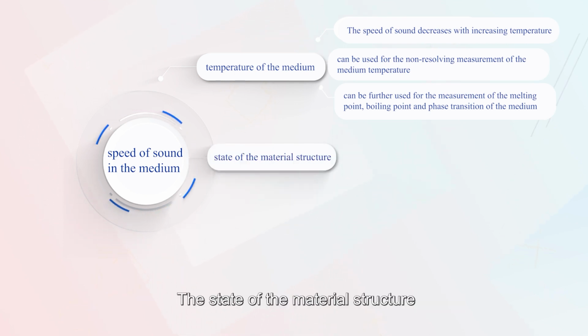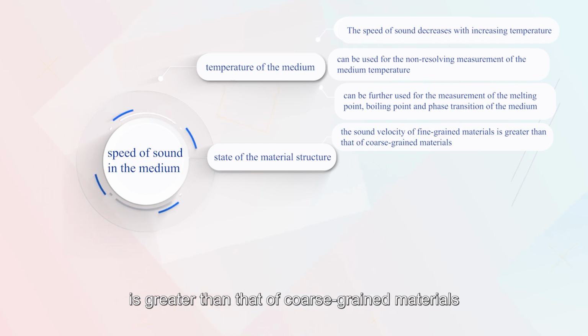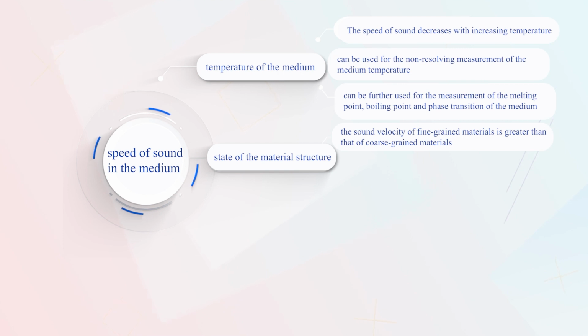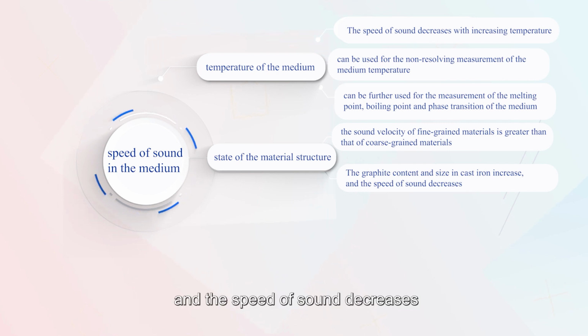2. The state of the material structure. Usually the sound velocity of fine-grained materials is greater than that of coarse-grained materials. The graphite content and size in cast iron increase, and the speed of the sound decreases.